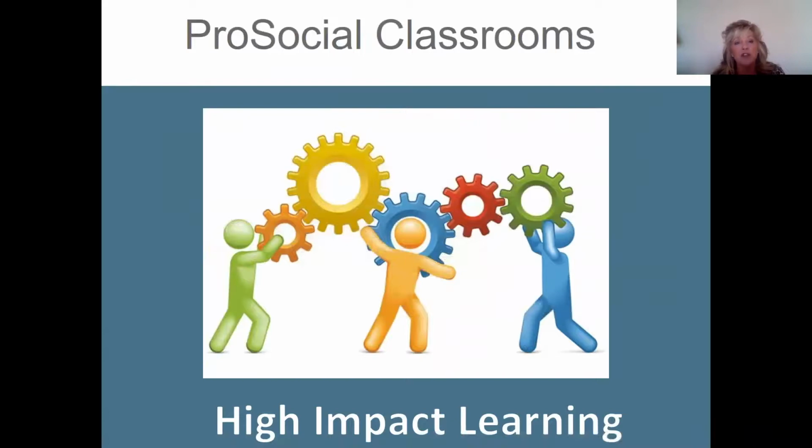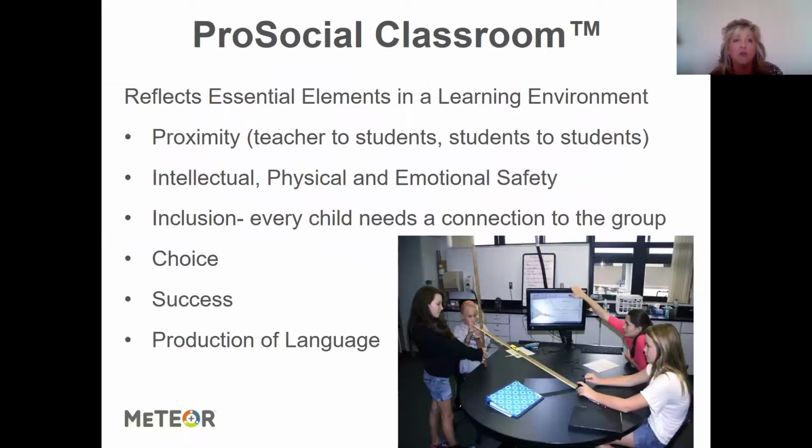One of the things that we really discuss with the ProSocial Classrooms is they have the ability for high impact learning. The ProSocial Classroom reflects essential elements in a learning environment, and we speak of these 5: proximity, teacher to students, and students to students; intellectual, physical, and emotional safety; inclusion. Inclusion is where every child feels a connection to the group. Not only is that great for social emotional engagement, but also it allows students to go into a little deeper cognitive rigor when they have a connection to the group, because they have that safety and ability to do that.